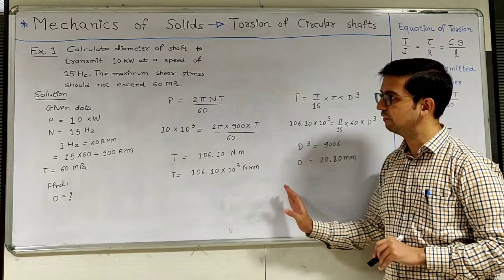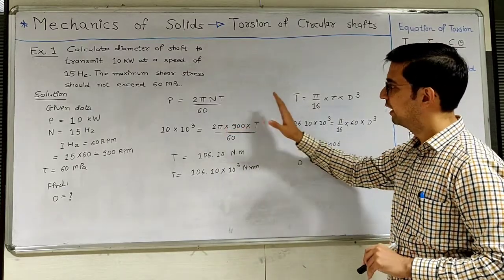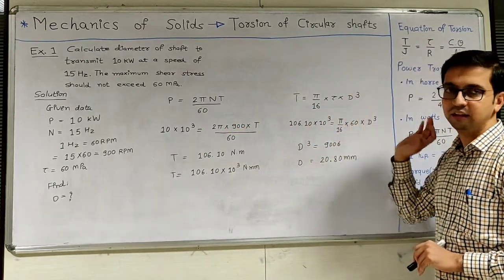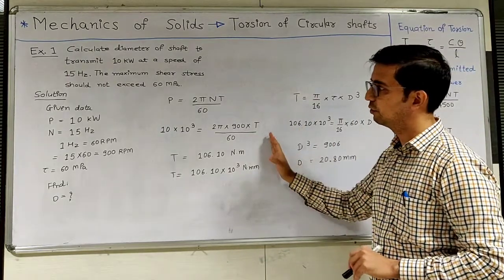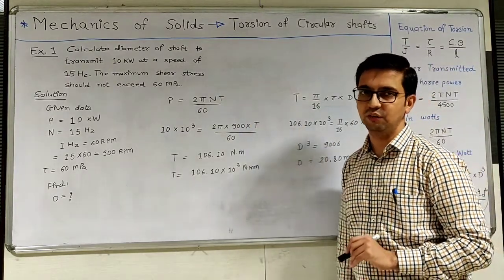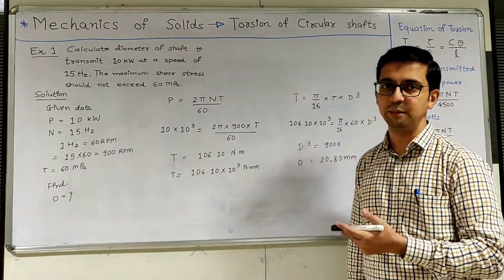So we have used the equation of power transmission and the torque generated in the shaft. These two equations are necessary to solve this example number 1. So let's see the next example.